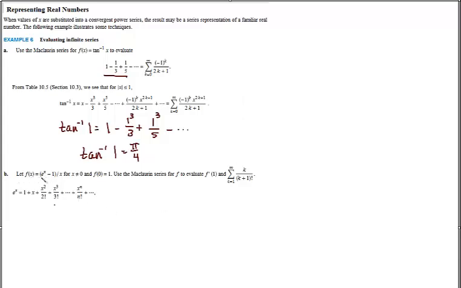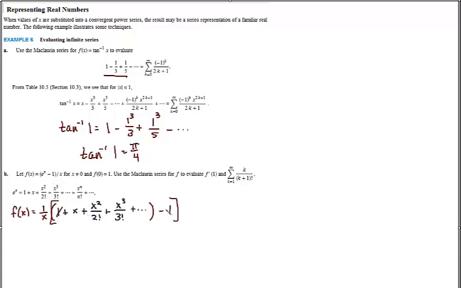Alright, we are to look at this particular function where f of x is e to the x minus 1 all over x. If we use our Maclaurin series, which is here, and substitute that in for e to the x, let's see if we can get an idea of what this would look like after we simplify.